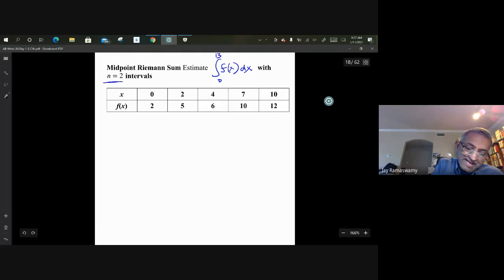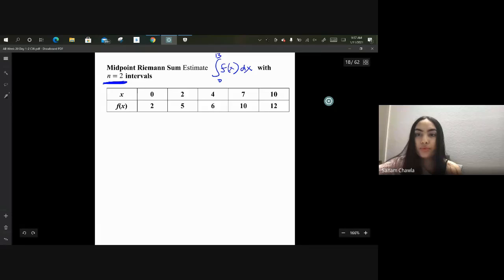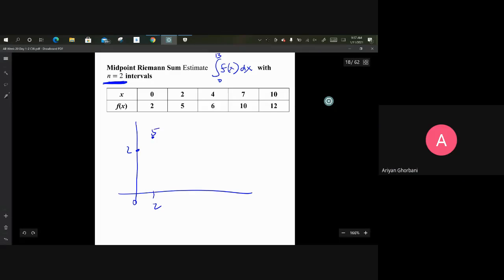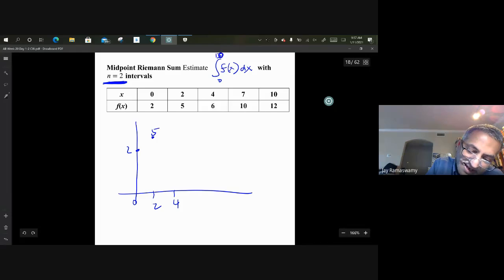This time, how many rectangles are we using? Two. Only 2. Now, let me show you why. Again, sketch the figure. So at 0, I'm at 2. At 4, I'm at 5. Rama, why is that 13 on the top? Oh, that's a typo. Sorry. 10. At 6, I'm at 10. Okay, I'm going to exaggerate it. At 7, I'm at 10. And at 10, I'm at 12.